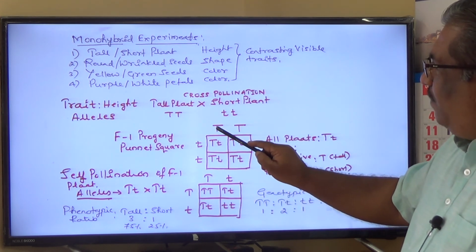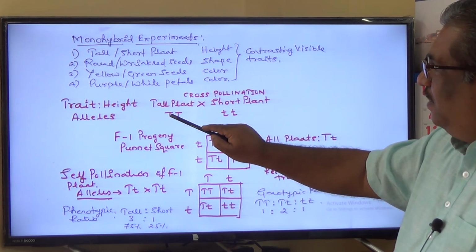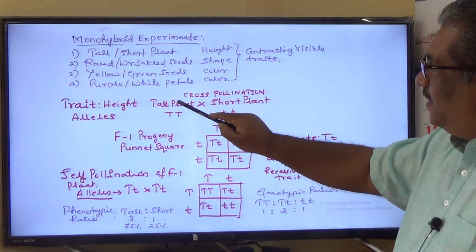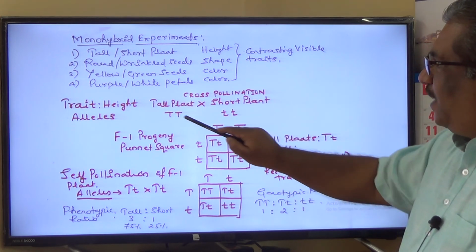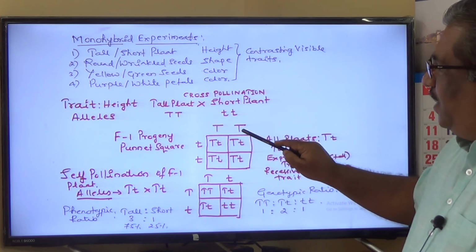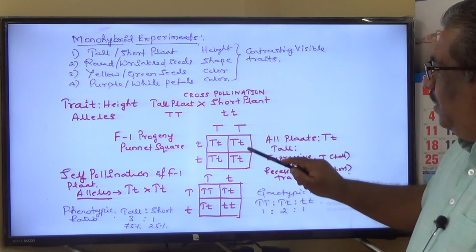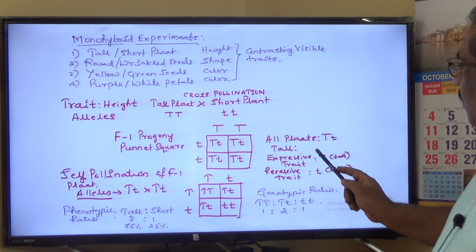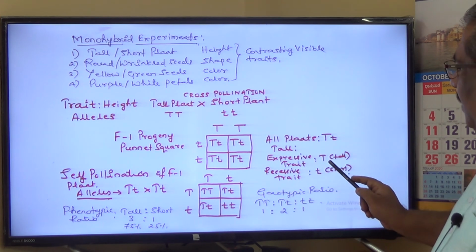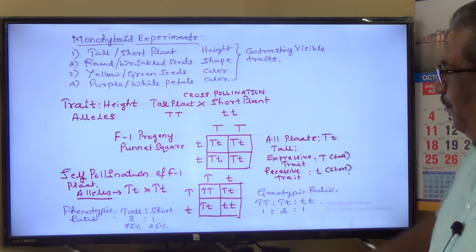Gametes have half the number of genes. If this tall plant contains a pair of genes, in its sex cell or gamete only one T can be observed. So there are two gametes with T and T. Here also there are two gametes. If you combine these two, in the F1 progeny all of these are tall plants. Therefore, the expressive trait is capital T, tall, and the recessive trait is small t, short.